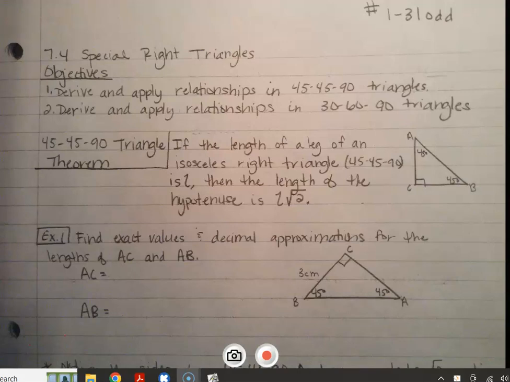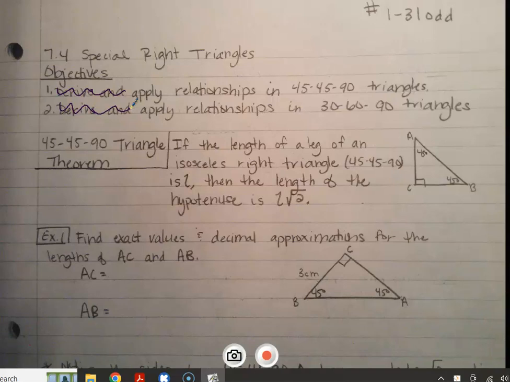Okay, for geometry today, we're doing 7.4 special right triangles. All right, so our objectives say we're going to derive and apply the relationships. We're really just going to apply them. You can look at your book to figure out how to derive them, but there's a lot of things there that we don't really necessarily need to know. But we do need to know how to apply the relationships in 45, 45, 90 triangles, as well as in 30, 60, 90 triangles.